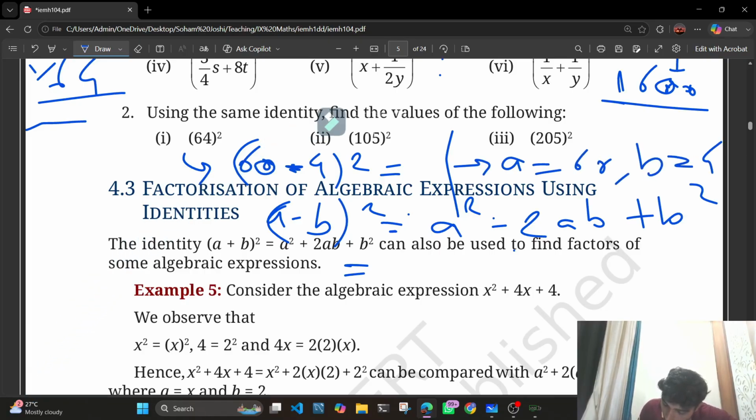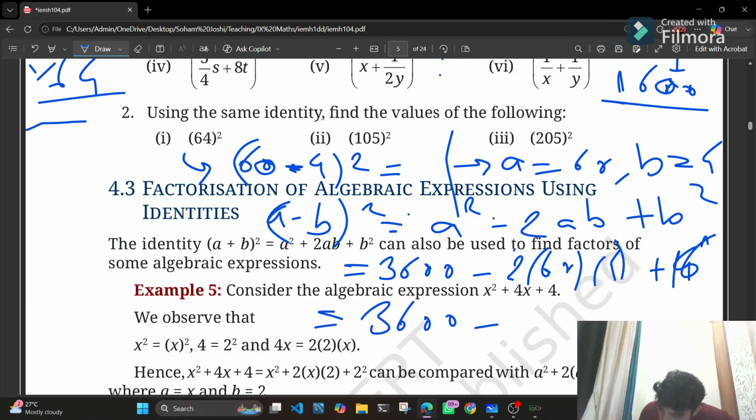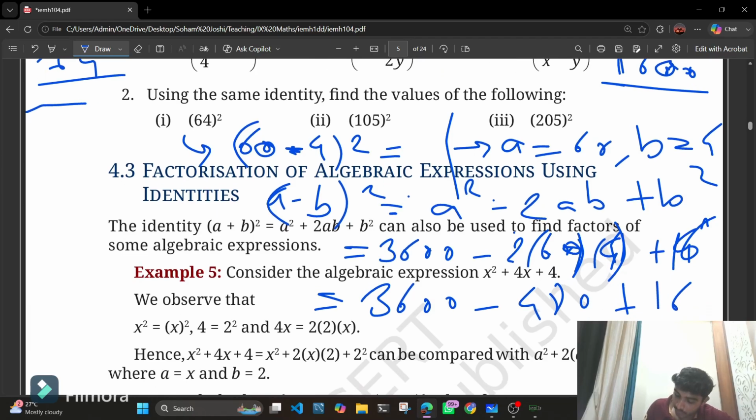So if we put a is equal to 60, then a square is 3600, right? Then we need to find minus 2ab, because 2 into 60 into 4, plus b square, that is 4 square, that is 16, right? So we have 3600 minus 2 into 60 into 4. So 6 4s are 24, 24 2s are 48, 480 plus 16.